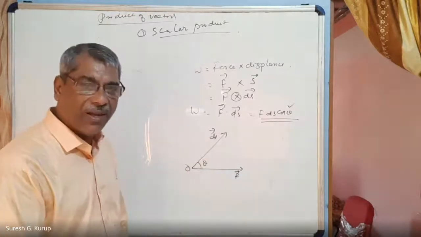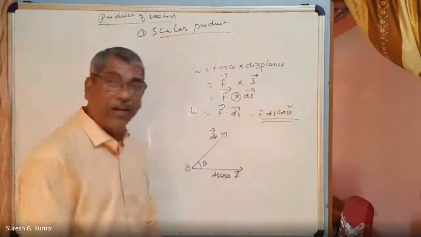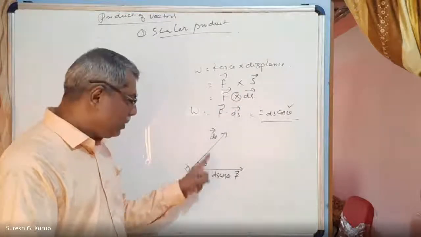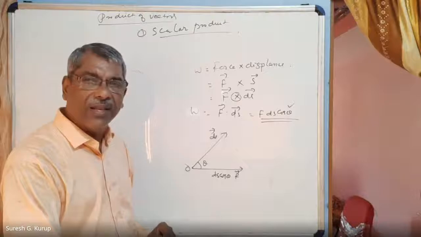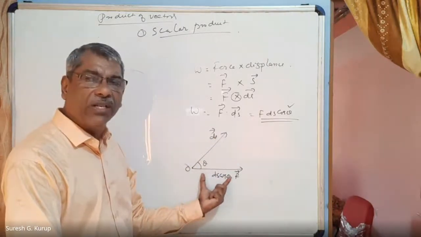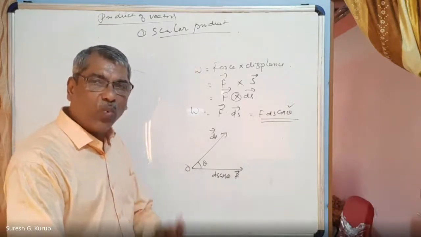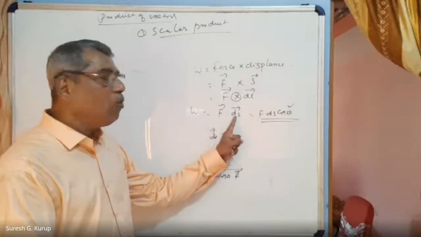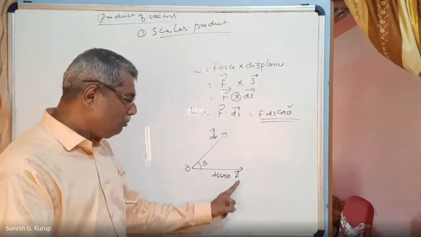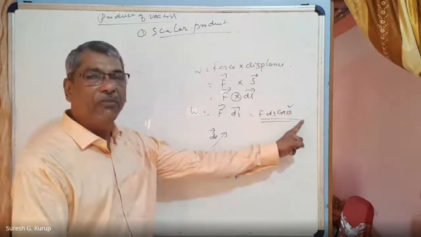What is that? That is ds cos theta. If ds is along this direction and ds makes an angle theta with the force like this, then one component of ds, which is ds cos theta, will be in the direction of force. Then what is work done? Work done is equal to force into displacement in the direction of force. In the direction of force, the displacement is ds cos theta. Therefore, W is equal to F ds cos theta.